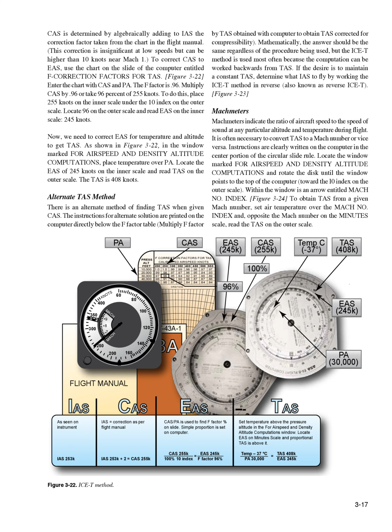Locate the window marked for airspeed and density altitude computations and rotate the disk until the window points to the top of the computer, toward the 10 index on the outer scale. Within the window is an arrow entitled Mach No. Index. Figure 324. To obtain TAS from a given Mach number, set air temperature over the Mach No. Index and, opposite the Mach number on the inner scale, read the TAS on the outer scale.